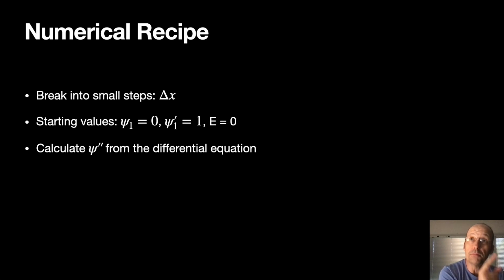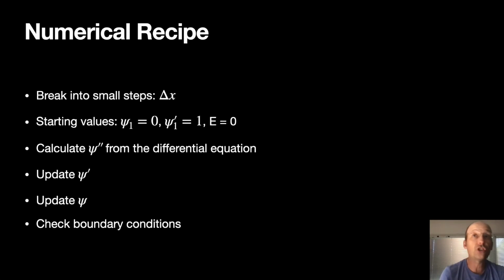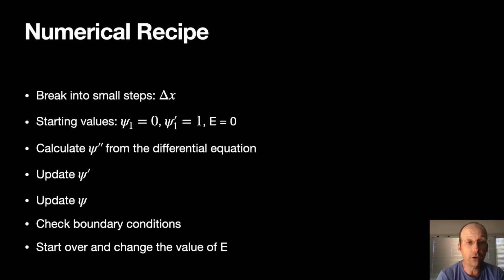Then I can use my Schrödinger equation to calculate psi double prime. That's just my differential equation. I calculate that value. I can use that value to update psi prime. I can use psi prime to update psi. And then I can check and see if the boundary conditions are met. Psi 1 equals 0. If not, change my value of E and start over and do it again. That's the shooting method. I have a video on the shooting method for the infinite square well, and I'll put it down below.